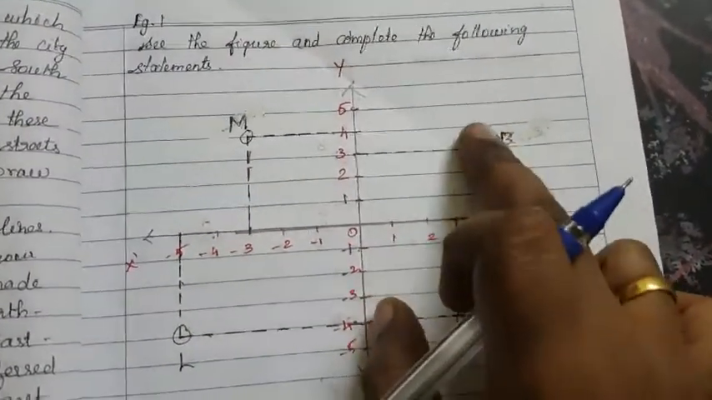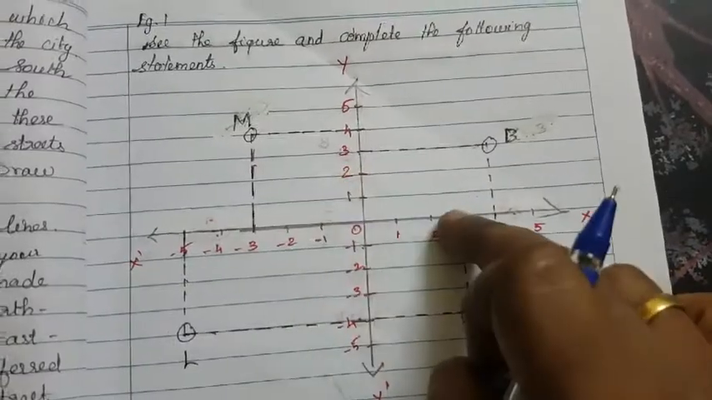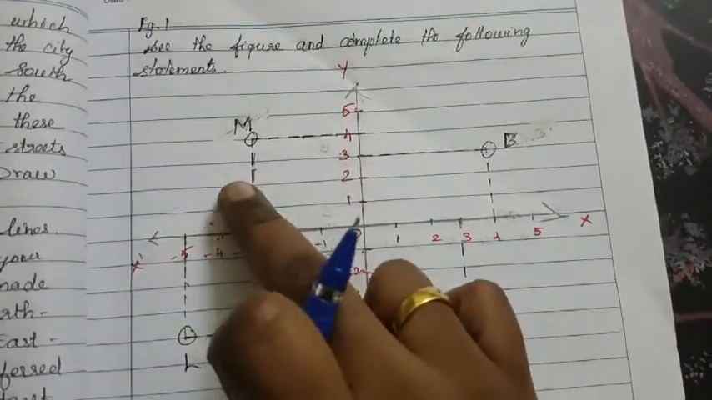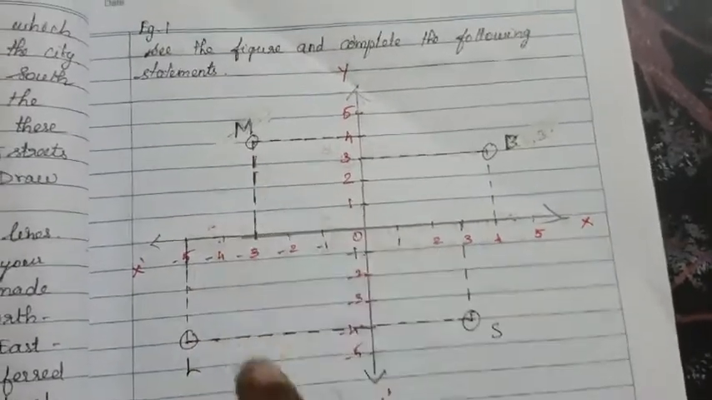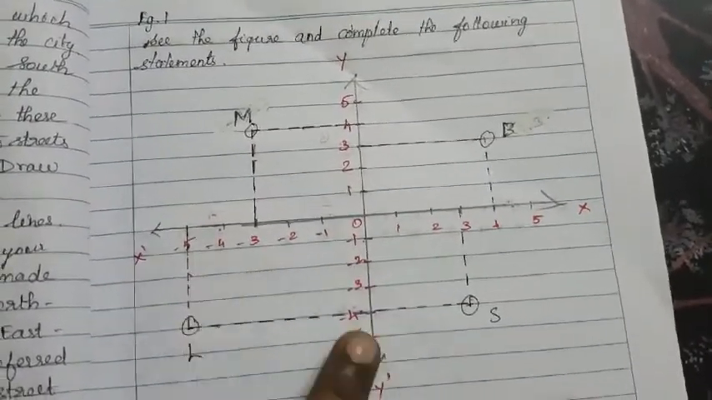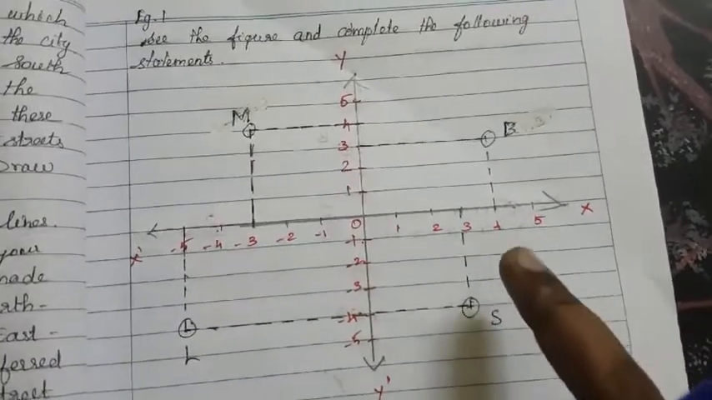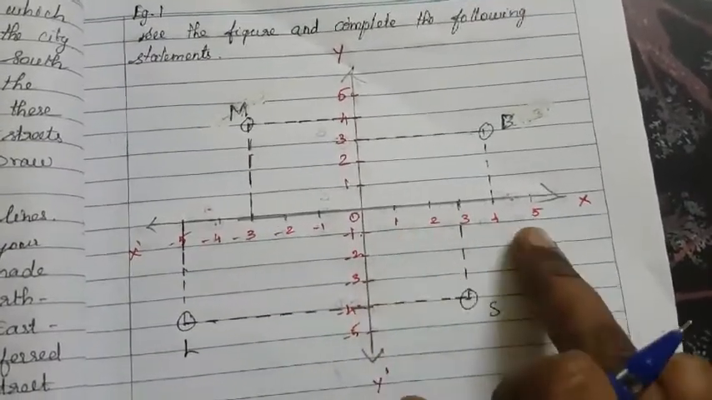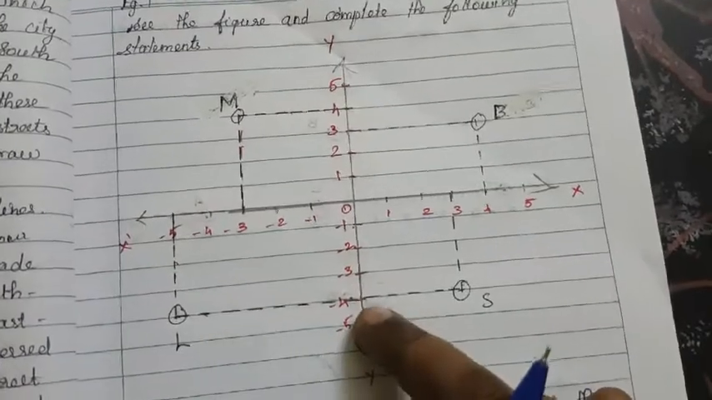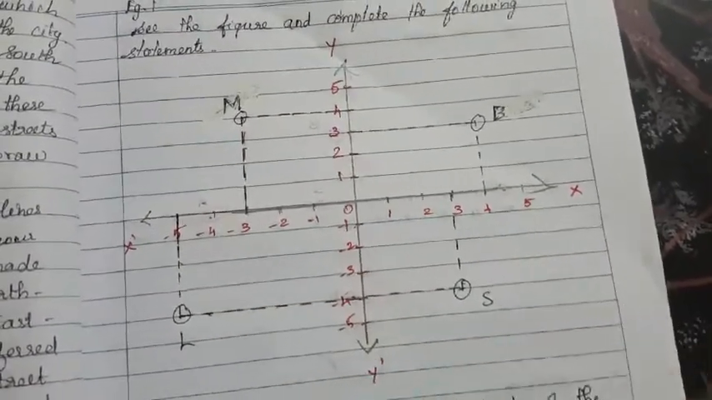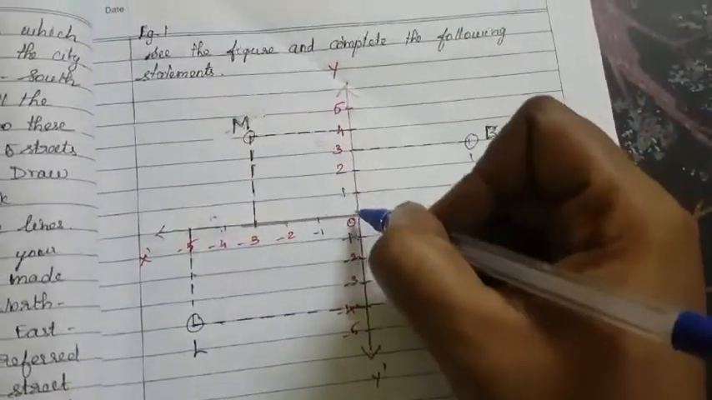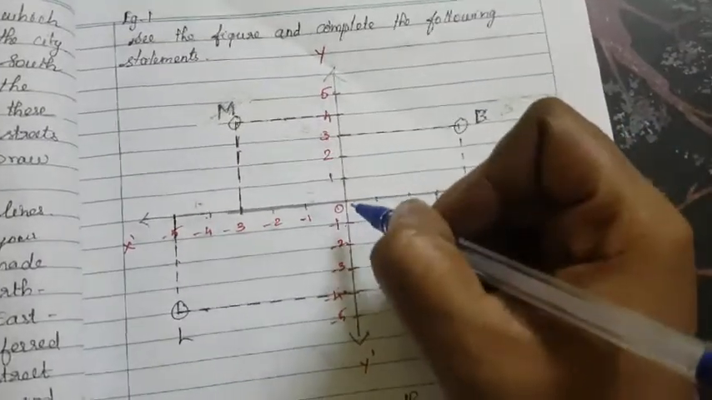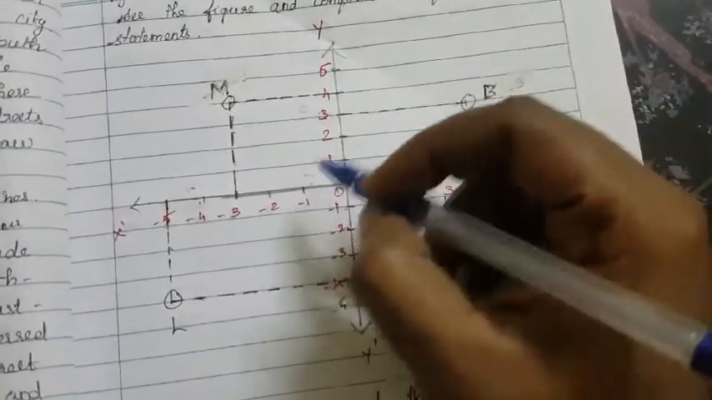In the first quadrant, both x and y values will be positive. In the second quadrant, the y value will be positive and the x value will be negative. In the third quadrant, both will be negative. In the fourth quadrant, the x value will be positive and the y value will be negative. The point of intersection of the axes, this is one axis and this is one axis, the point where they intersect is called the origin.